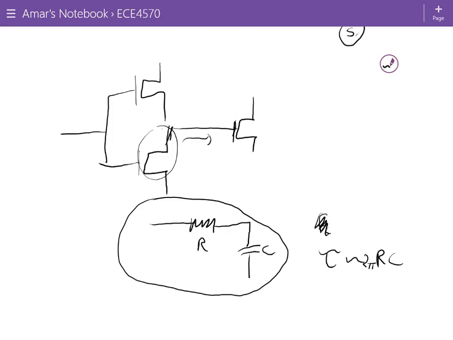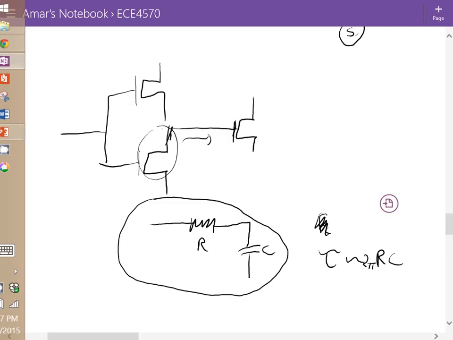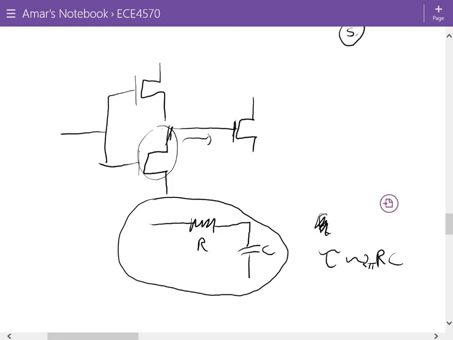So, as you go to higher temperatures, mobility goes down due to lattice scattering. Resistance goes up. When your resistance goes up, this time constant goes up. So what is that going to do to your microprocessor? It slows down. Microprocessors actually slow down at high temperatures.